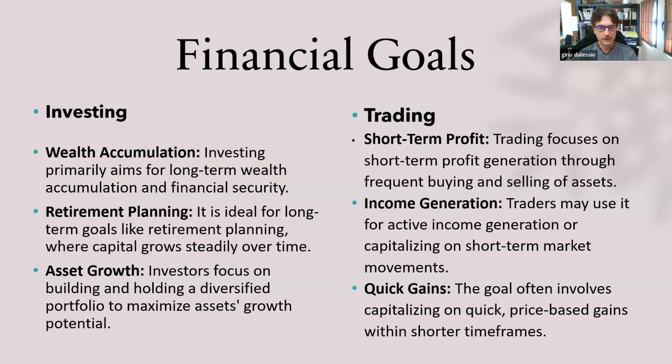So we'll look at the next slide, the financial goals. And here, of course, the financial goals differ considerably. The investor is more geared to wealth accumulation. So his investing activities regard long-term aims. So his investment horizon being years, 5, 10, or 20 years into the future. So he's more concerned about wealth accumulation, whereas the trader is looking for a short-term profit and looking to generate income almost on a daily basis.